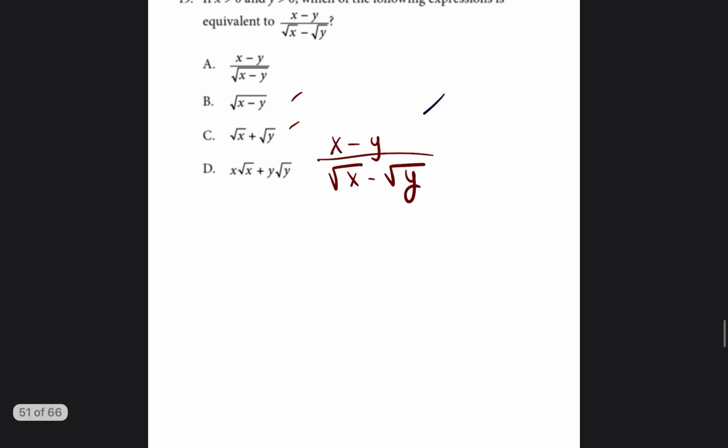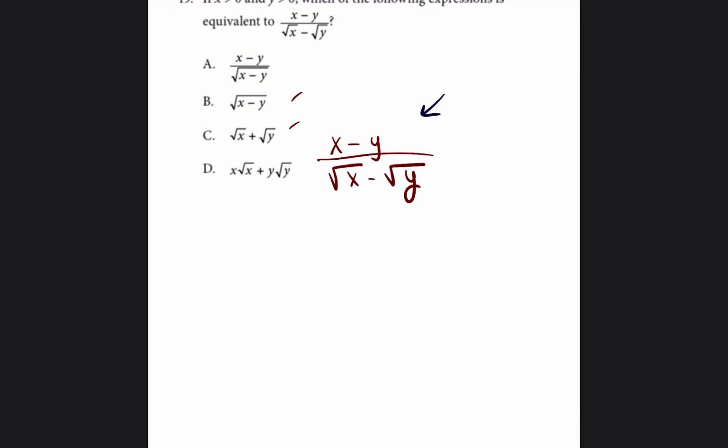If x is larger than 0 and y is larger than 0, which of the following expressions is equivalent to x minus y over the square root of x minus the square root of y? Okay, so x minus y over the square root of x minus the square root of y. All right, so I'm already looking at the answer choices, and it looks as if some of these answer choices have been simplified. So I have to figure out how I can go from this equation to a more simplified version of it. So that means I may have to find factors.